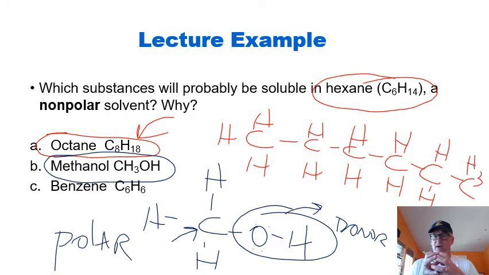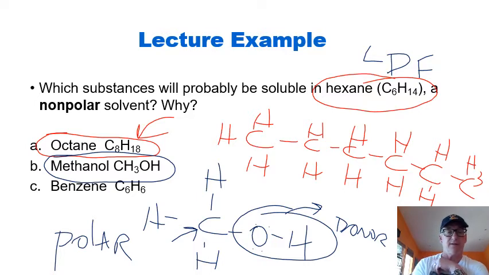And so since methanol makes hydrogen bonds with itself, it's much stronger than the London dispersion forces we would see with nonpolar hexane. And so it would rather form those bonds. It's much, much more stable. And so the polar molecules are going to stay together and the nonpolar molecules are going to stay together.